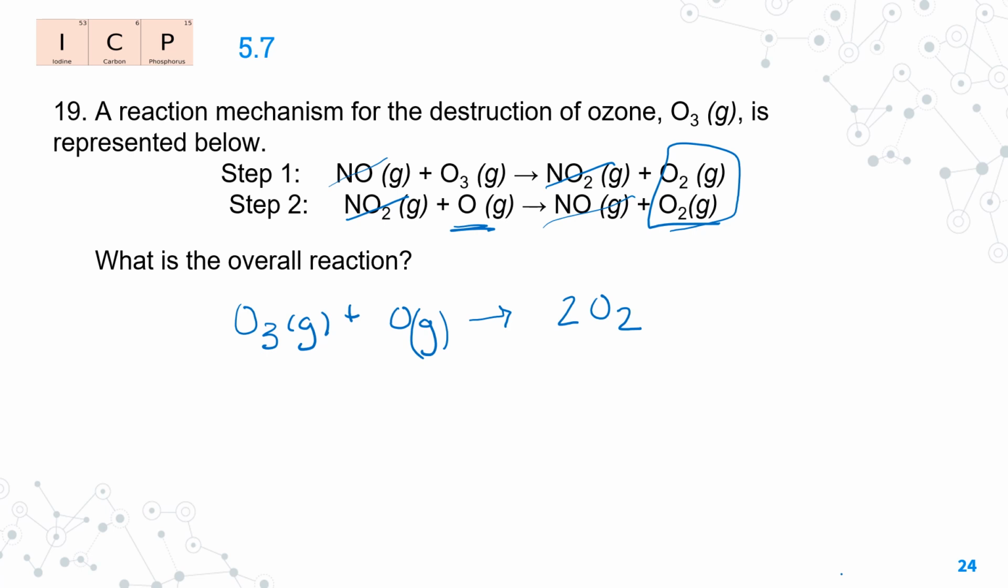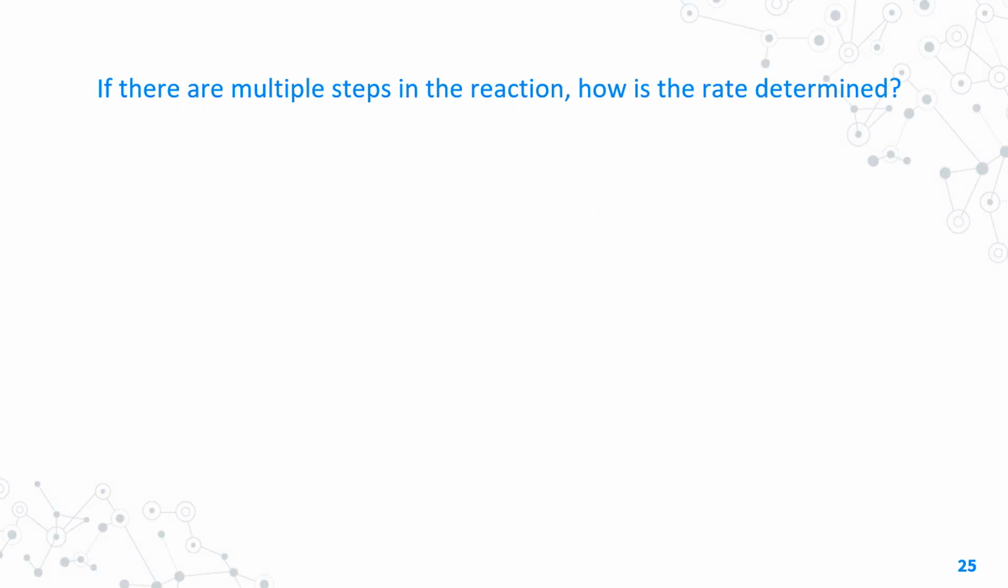And then in number, no, so this is, never mind. Okay, so if there are multiple steps in a reaction, how is the rate determined? I kind of already talked about this.